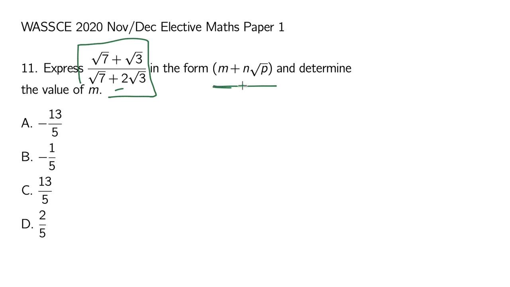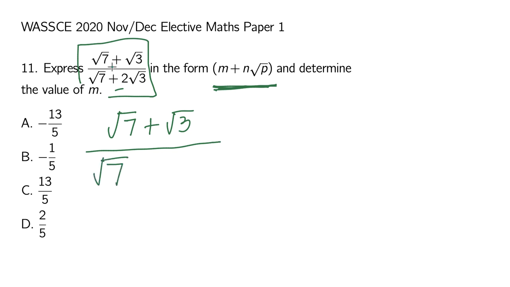As you can see, this surd has been rationalized, so that's what we have to do to this one to see what happens to it. So we can write square root of 7 plus square root of 3 over square root of 7 plus 2 square root of 3. We're just writing this again. Now we want to multiply this by a number so that the denominator becomes rational, and normally you do that by multiplying by the conjugate.